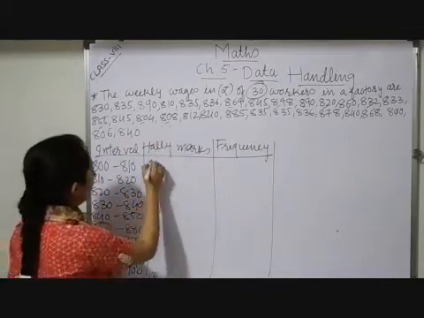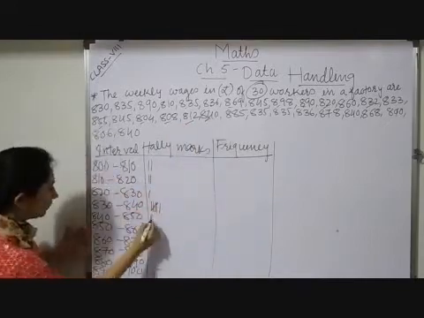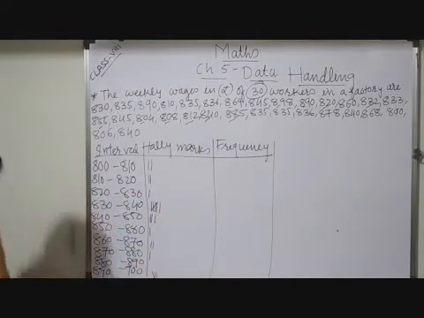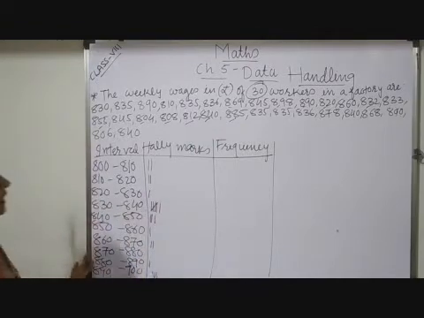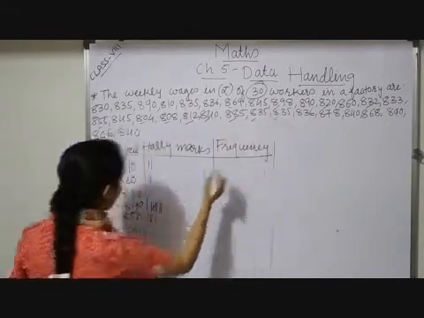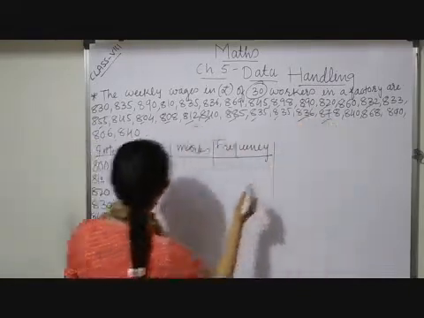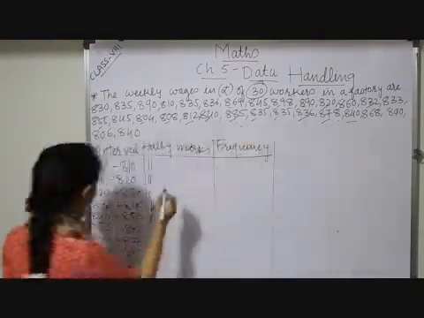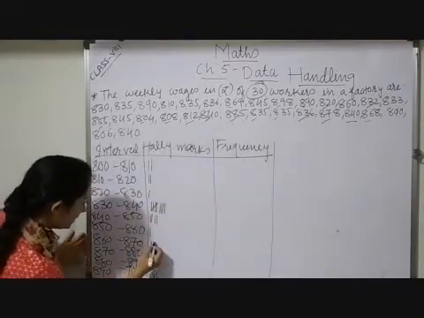Then 808, obviously in the first interval. 812, second interval. 840 in this interval. 885 will come here. 872. 885 will come in the range of 880 to 890. Then 835 will again come here. This one also 835. Again 836 here. 878. Here 840 will come. After that 868 will be here.